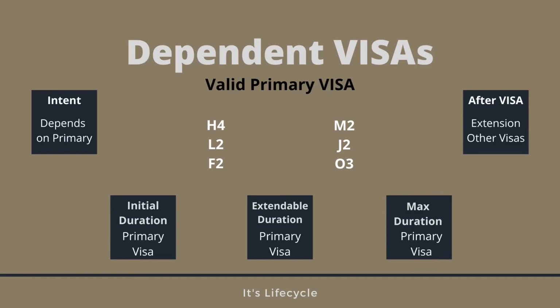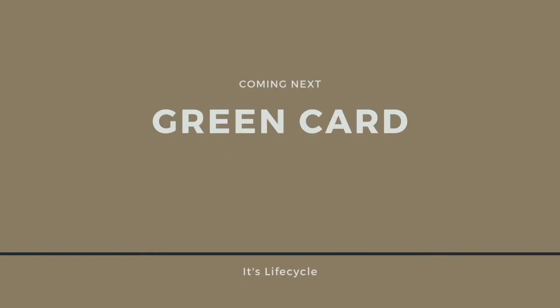These visas are dependent on the primary visa holder. As long as the primary visa holder has a valid status, these visas are eligible for extension. None of these visas are eligible for a work permit. This is the main drawback. There are a few scenarios where an H4 spouse can work, but we'll discuss that in the green card process.